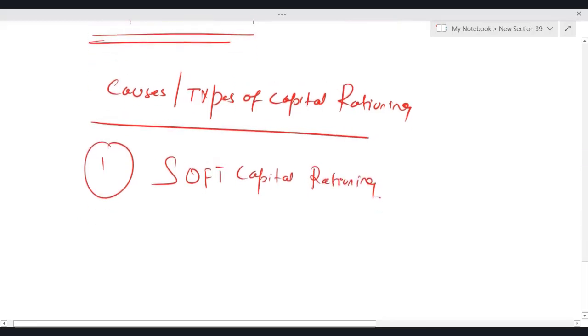Soft capital rationing means the organization is facing a capital rationing problem because of its own policies. For example, let's say the organization does not want to finance the project through debt, even though debt is available. That is very important: debt is available, but the entity does not want to take a loan to make the investment. So it does need finance, but it doesn't want to go for debt finance.